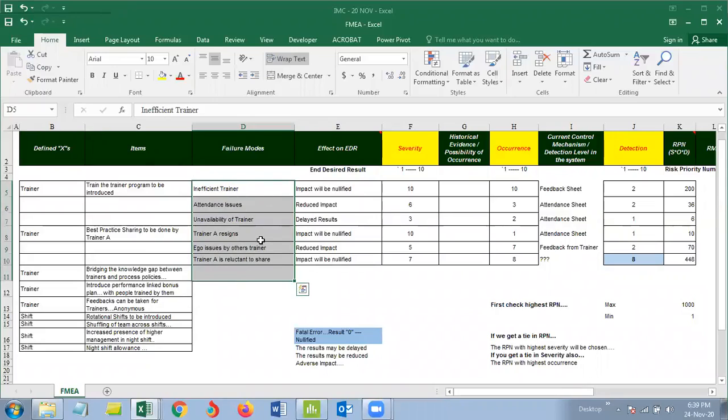When you have the list of possible failures, then comes effect on EDR. EDR stands for end desired result. Now, if this failure happens, what will happen to your expected outcome? You had some expectations for this action plan, but what will happen if this failure happens? What will be the impact on that action plan? What will be the impact on the expected outcome?